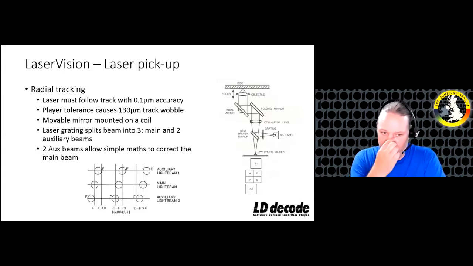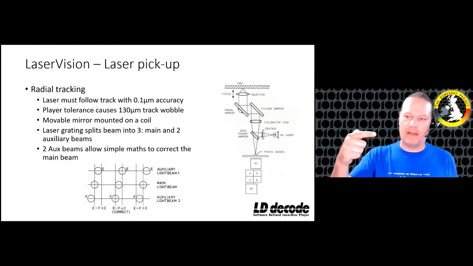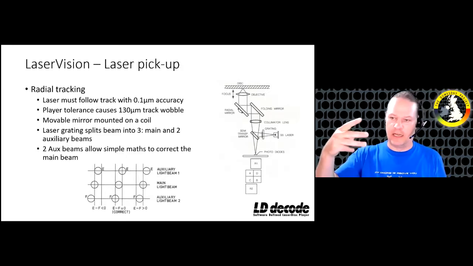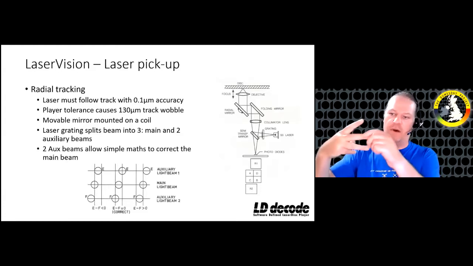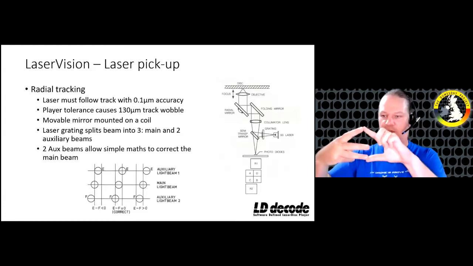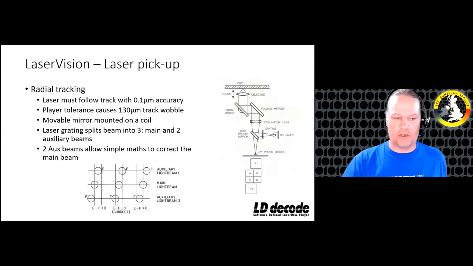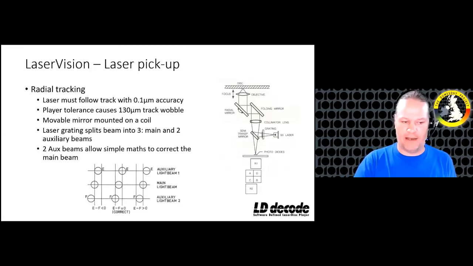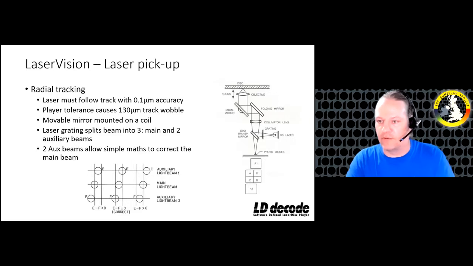So again, if you're trying to get an accurate preservation copy of something, all of this has to be totally minimized. And the way a player does that is by using a thing called a grating. And the grating takes the single beam that's coming from the laser and splits it into 3 parts. The central part, which is being used to read the disk, and then you have 2 auxiliary beams, which you can then use to do some simple mathematics to work out whether you're actually on the central track, on the radial track, or not.